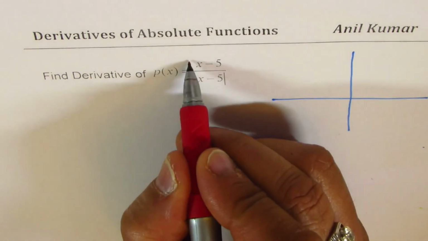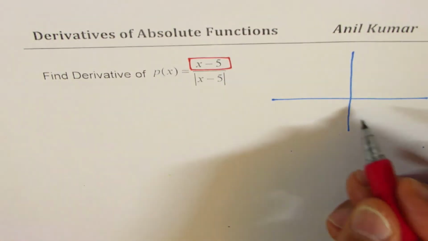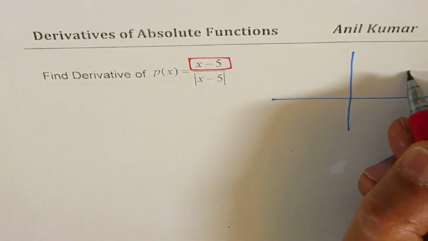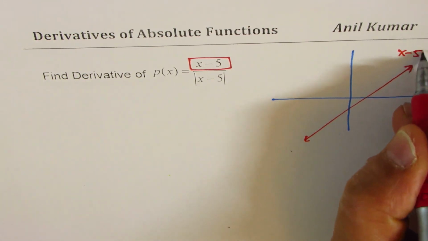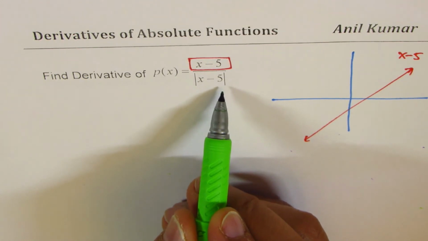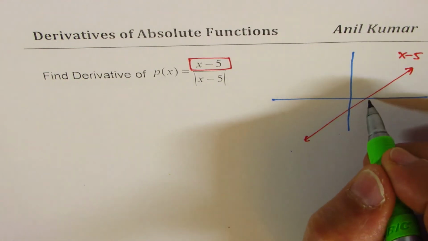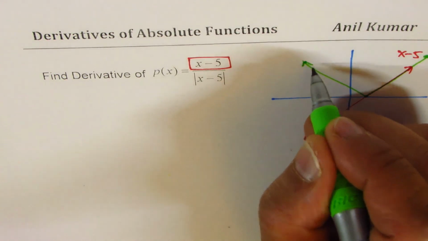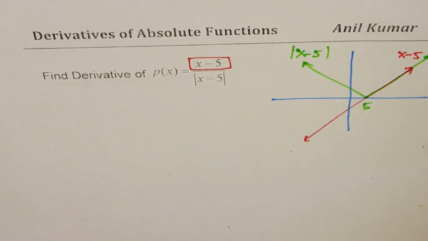So if I have to sketch the top part of it, which is x minus 5, that means we are talking about a line which has slope of 1 and y-intercept of minus 5. So let's say that is the line, right? So this is x minus 5. Now the other line here we're talking about is absolute value of x minus 5. So absolute value of x minus 5 will be kind of like this. Right? So this is absolute value of x minus 5, where of course this point is 5, right?